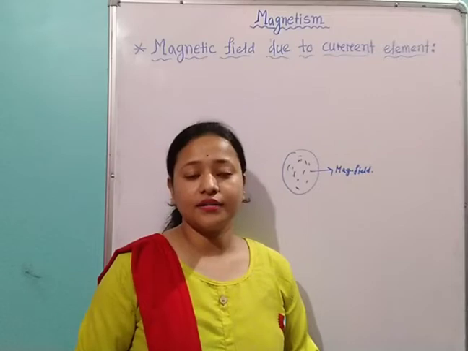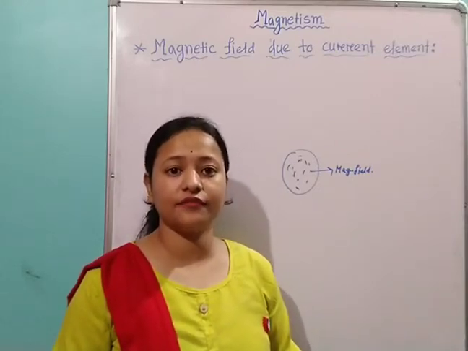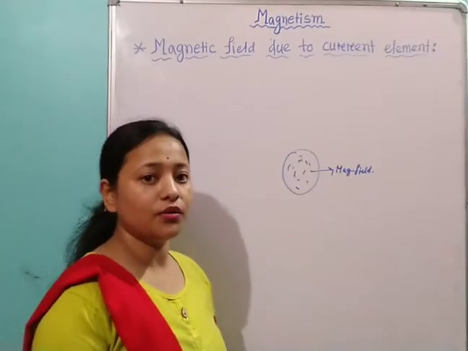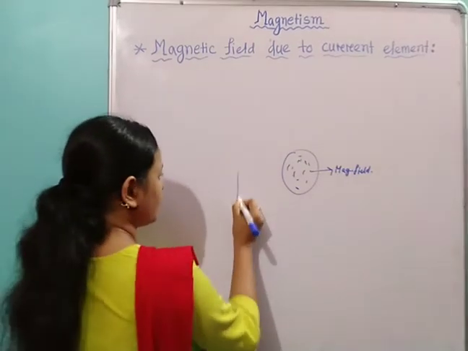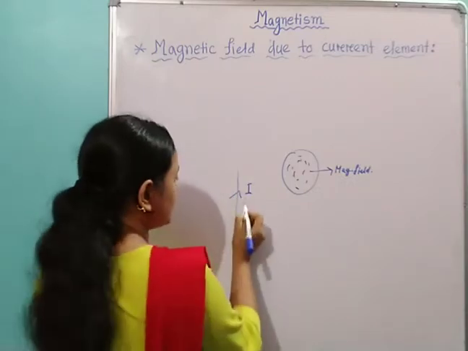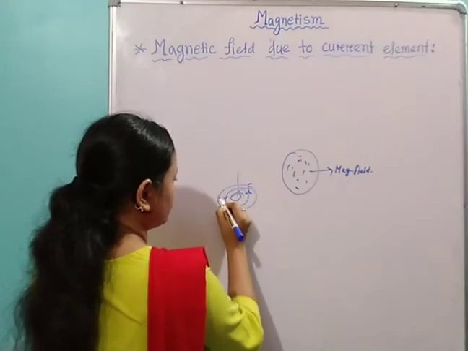A moving charge or a current sets up or creates a magnetic field in the space surrounding it. So, when we flow a current I through a conductor, it produces a magnetic field around it.